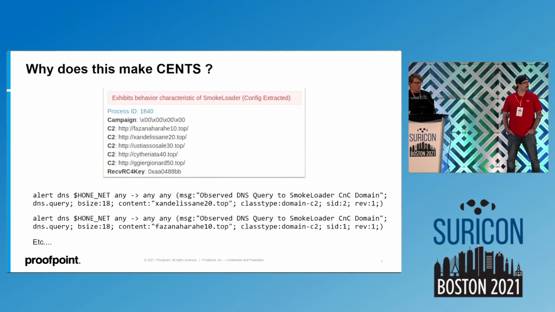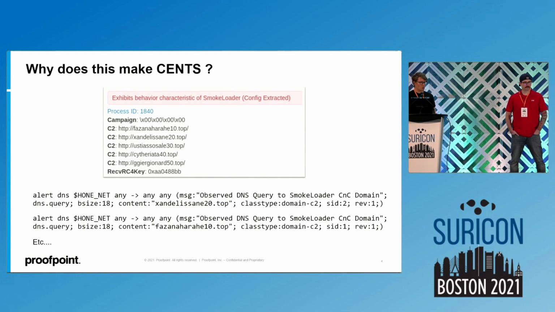So here's an example of what I'm talking about when I say configuration extraction and creating these SIGs. So here we have an example of smoke loader where the configuration was extracted, and we have here like 6 domains. And so we can just really quickly create 6 DNS signatures looking for those specific domains. In addition to that, we also have an RC4 key, so if we wanted to go further, we could maybe use that to write some more rules based on the actual traffic outbound.